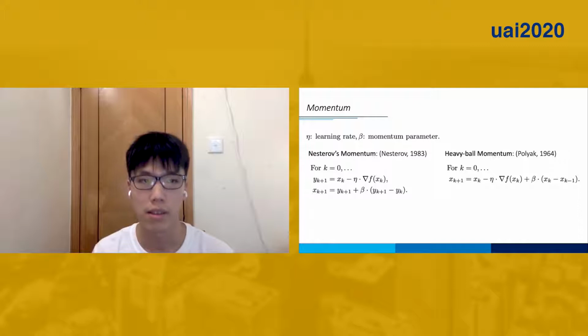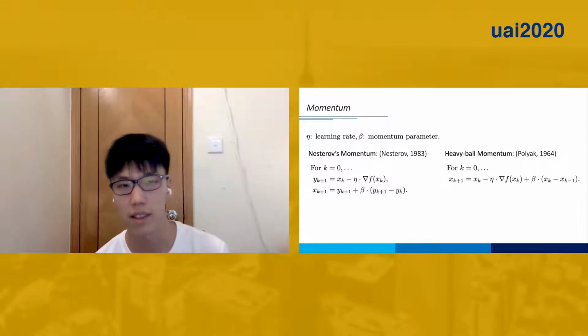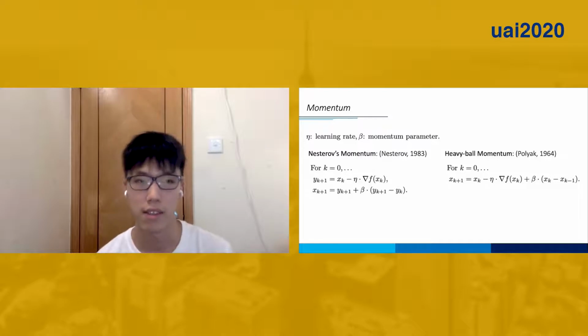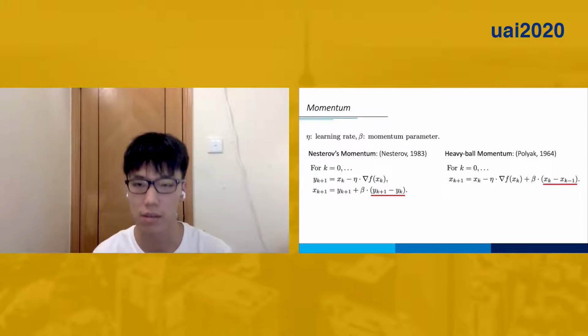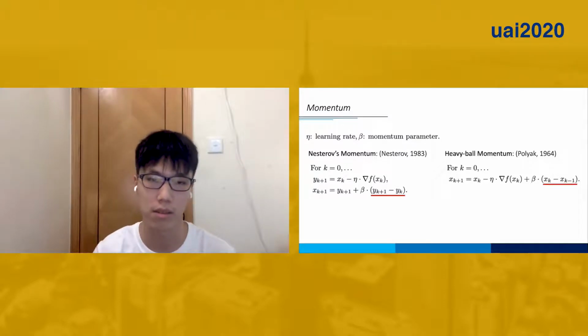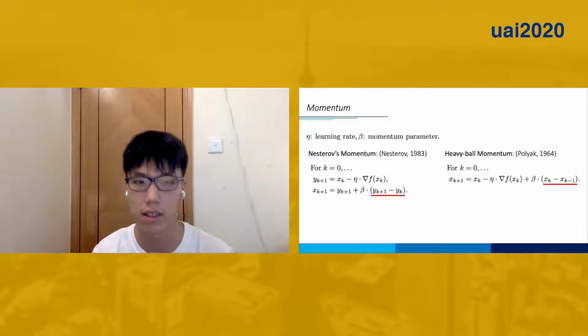To begin with, let's review some classic momentum tricks. The most well-known momentum techniques are definitely Nesterov's momentum and heavy ball momentum. They are called momentum schemes because of the underlying momentum that boosts the convergence rate over standard gradient descent. So if we set beta equal to 0 here, both schemes reduce to gradient descent.